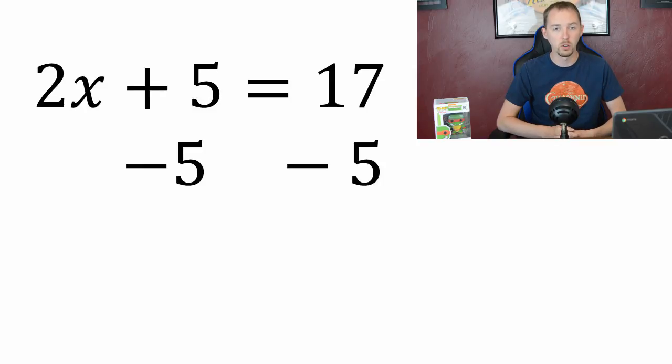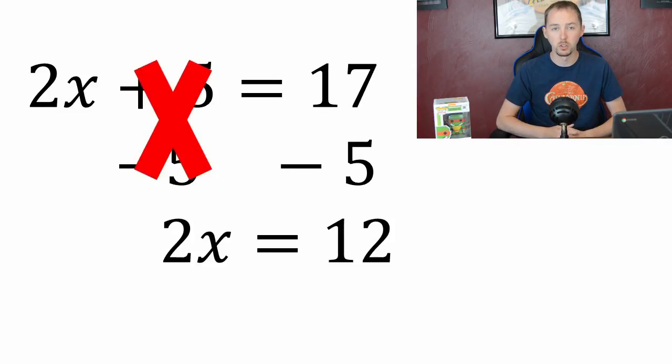Don't forget the golden rule of equations that says whatever you do to one side, you must do to the other. We talked about that in the last video. You have to keep equations balanced. You can't just do something to one side and not do it to the other. You have to do it to both in order to keep things equal. So we subtract 5 from both sides of the equation. What happens is that plus 5 and minus 5 cancel out, and that leaves us with 2x equals 12.